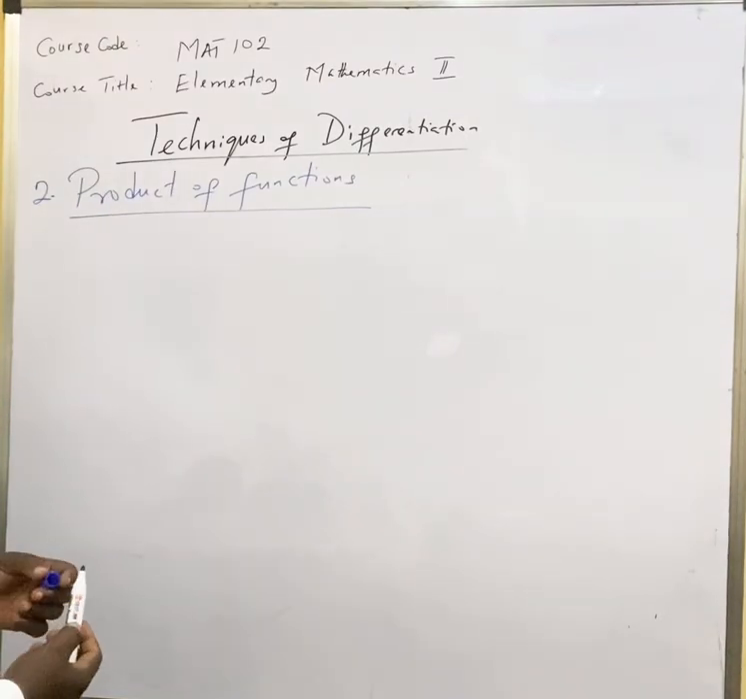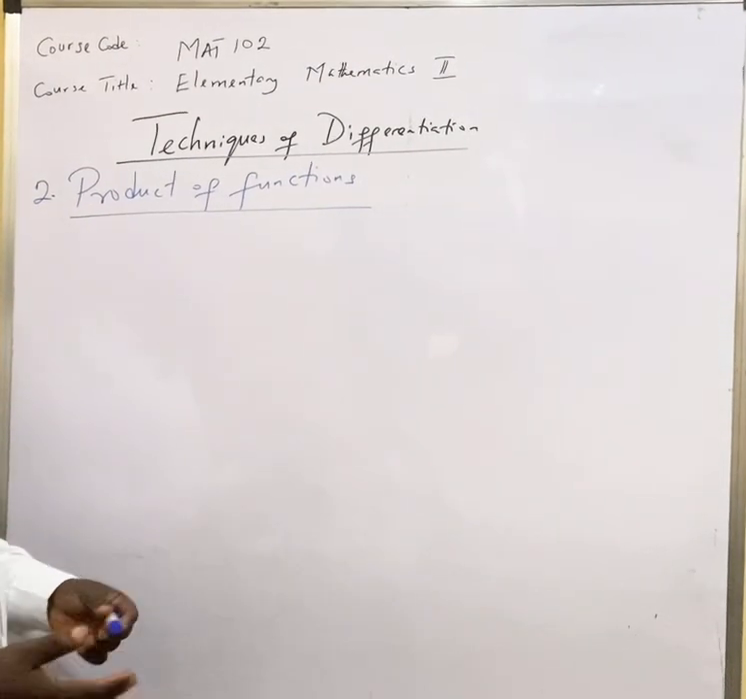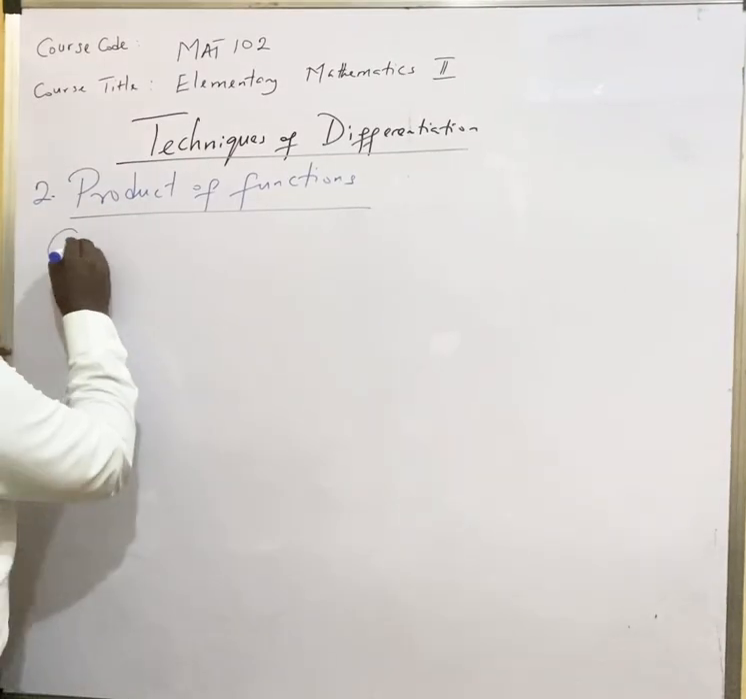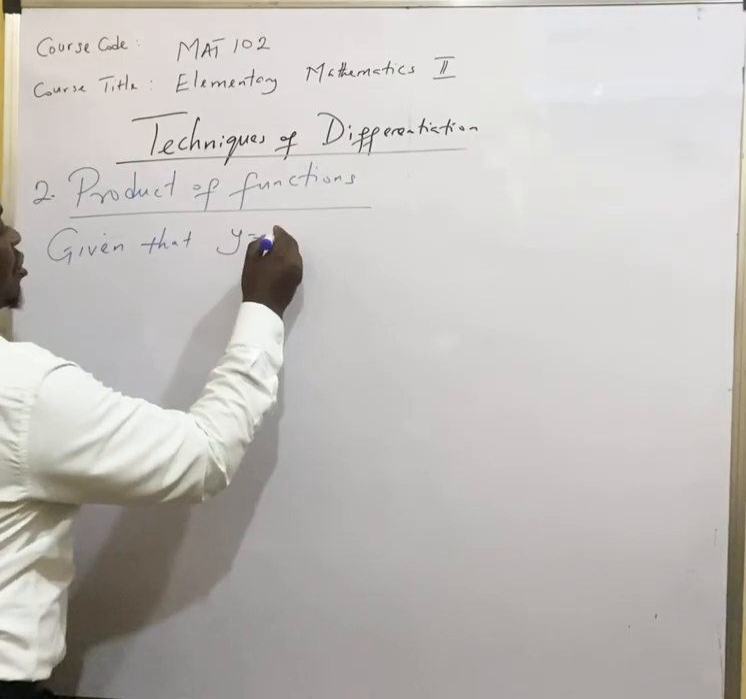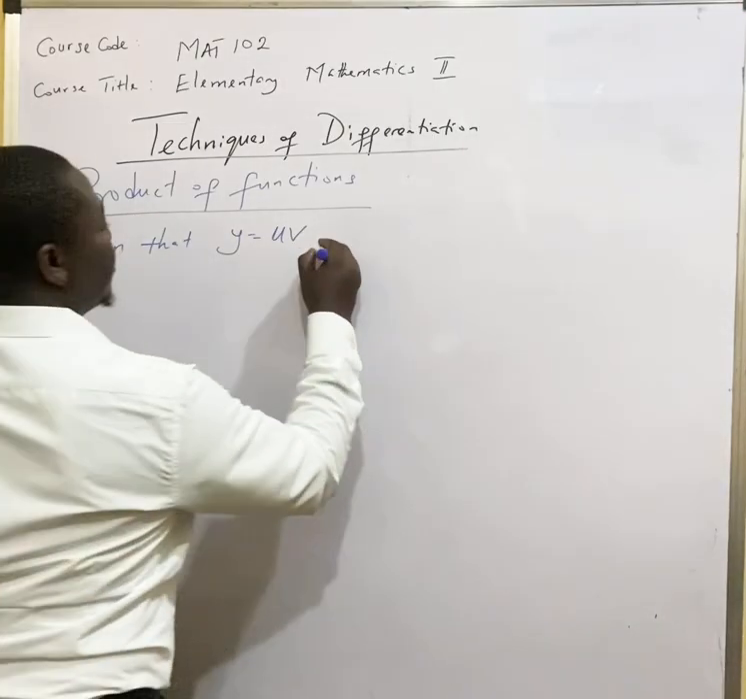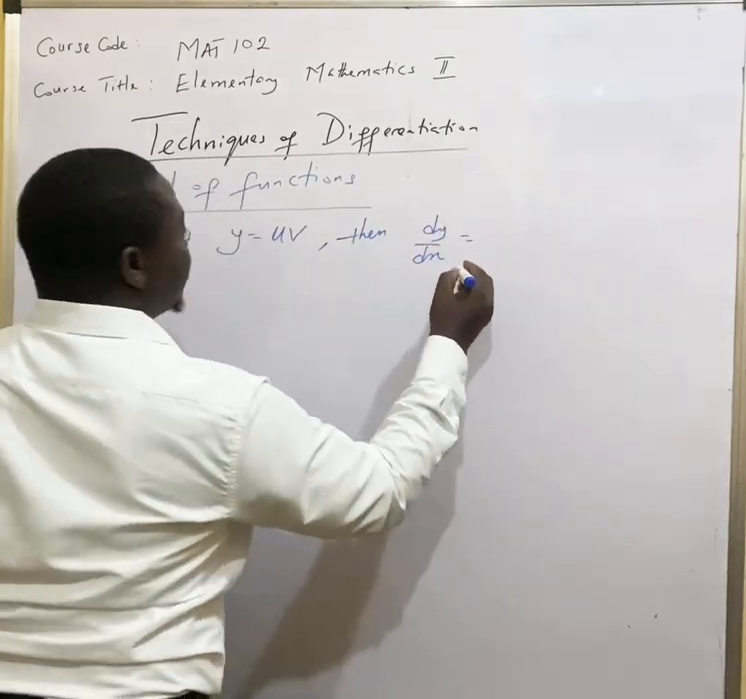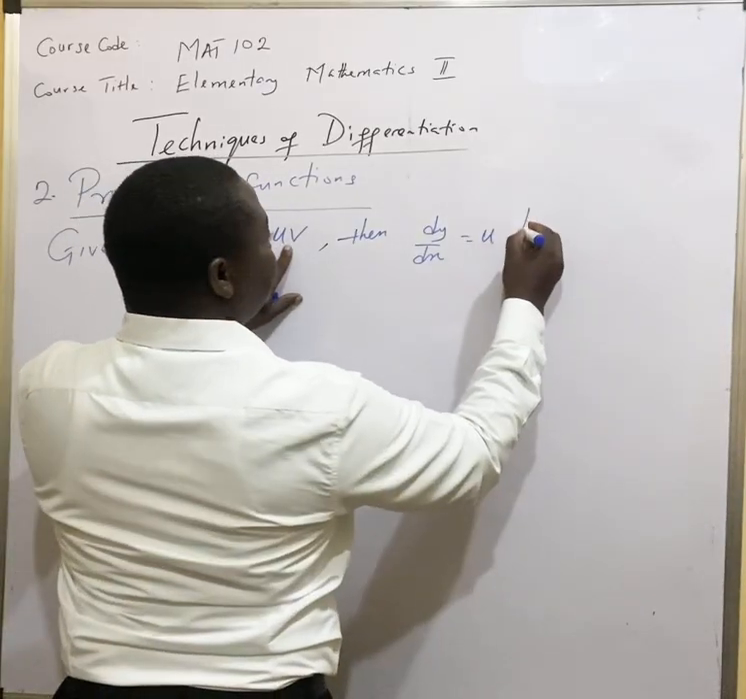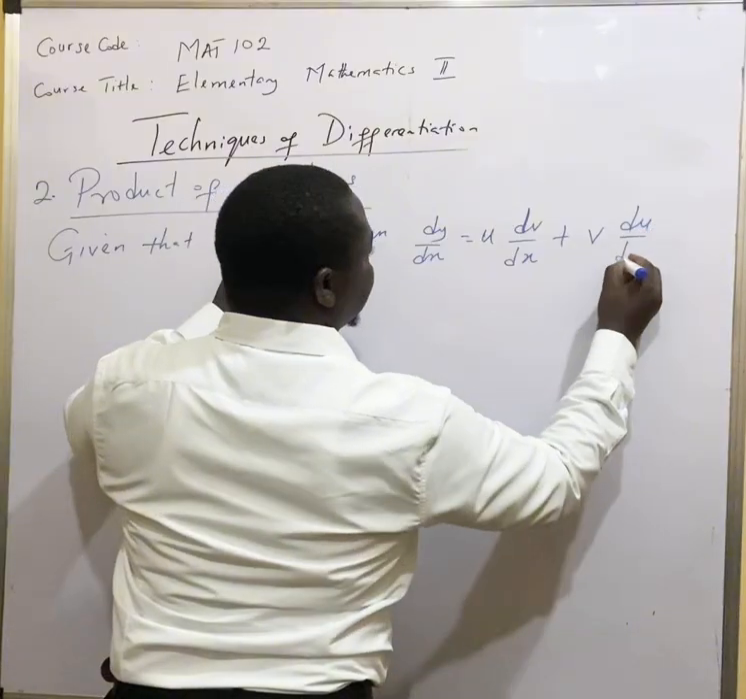Next technique of differentiation is product of functions. Whenever we have the product of two functions, how do we differentiate? Given that y is a function of u and v, the product of u and v, where u and v are functions of x, then dy/dx will be equal to keep u, differentiate v, plus keep v, differentiate u.